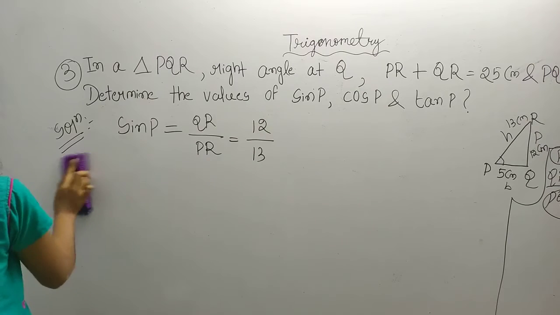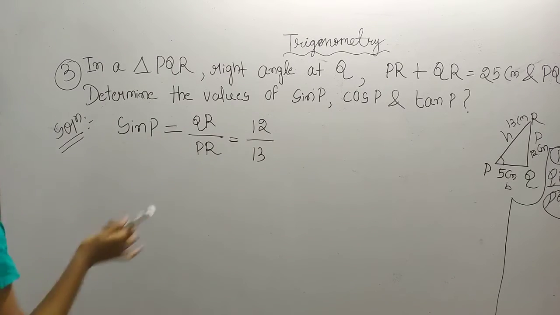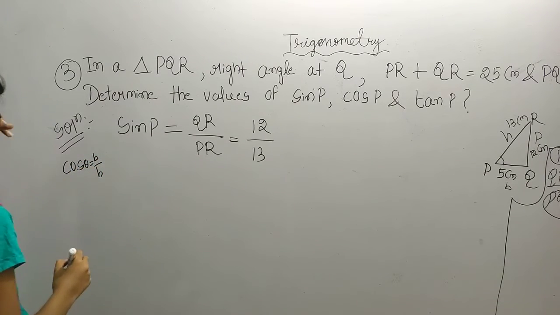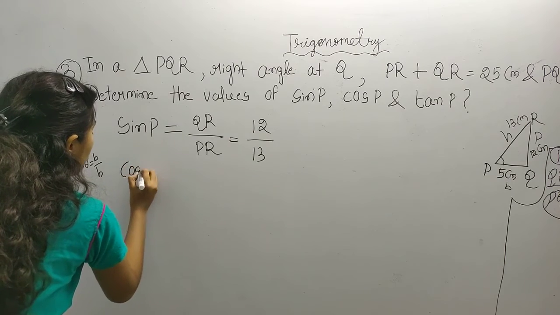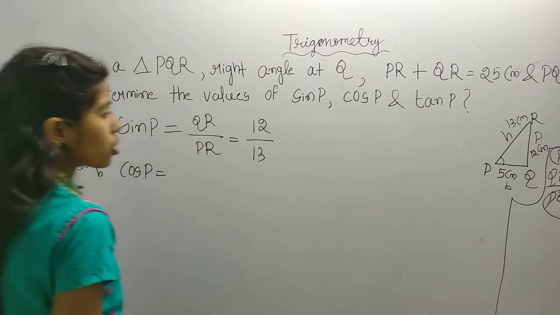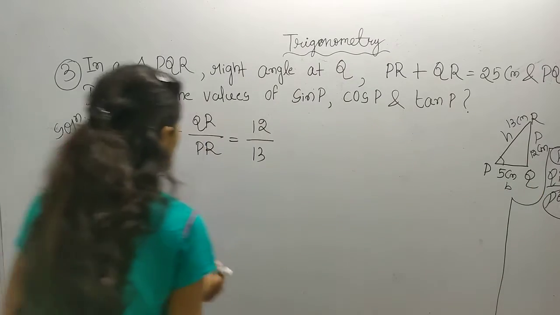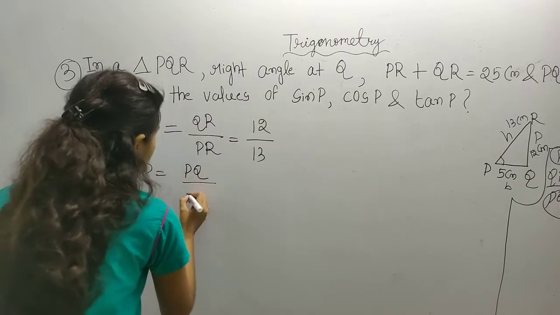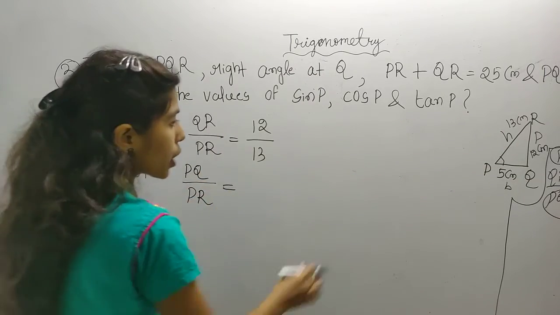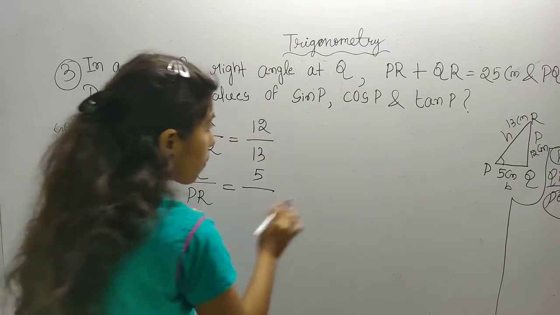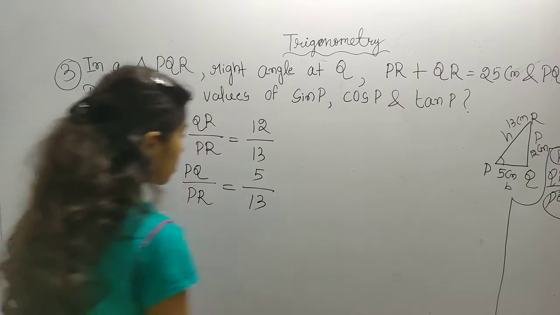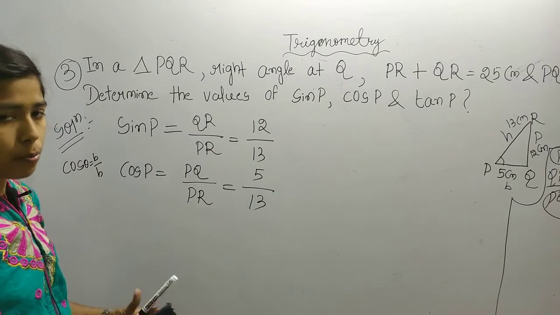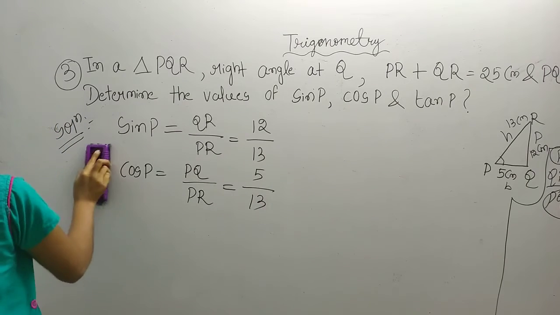Here the cos theta formula: cos theta equals to B by H, right? To find cos P, cos P equals to base by hypotenuse. Which is the base? PQ. PQ by hypotenuse, hypotenuse is PR. So PQ is 5 by PR is 13, so 5 by 13. Next, easy, only by seeing the triangle you can put the values. Next.